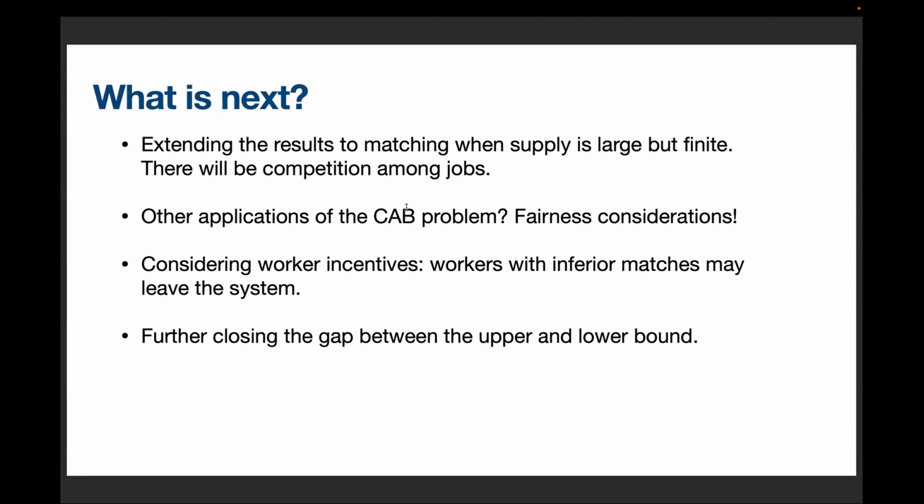For instance, fairness considerations. Why am I talking about fairness here? If you think about it, because we don't see the label of arms, we have to explore each one of the arms for a sufficiently large time, and that has some fairness implications, and there are some notions of fairness in the online learning literature that can interestingly connect to this. The other thing is considering worker incentives, because workers with inferior matches may leave the system, so one may want to devise a strategy that takes workers' incentives into account as well. And then obviously a natural future direction is further closing the gap between the upper and the lower bound. So that's all I wanted to talk about.